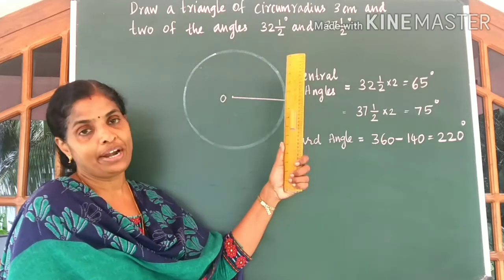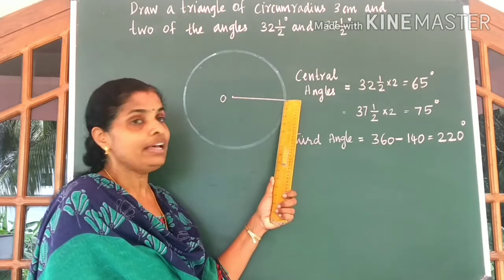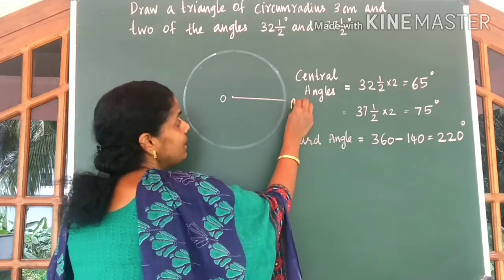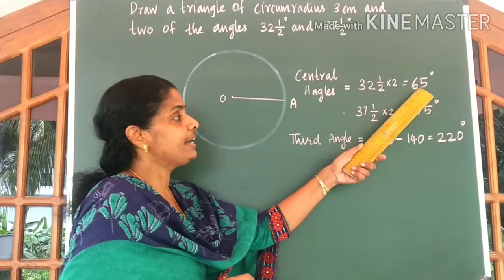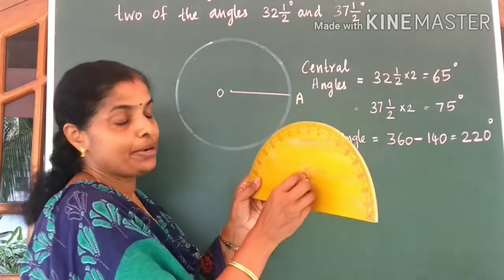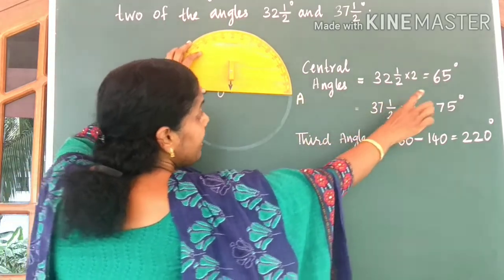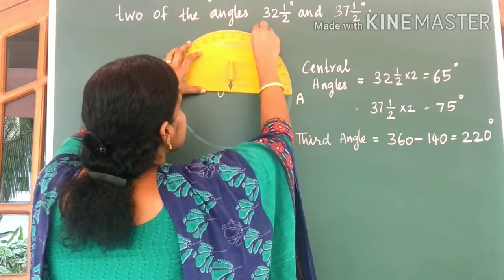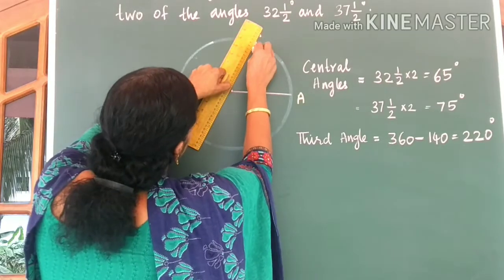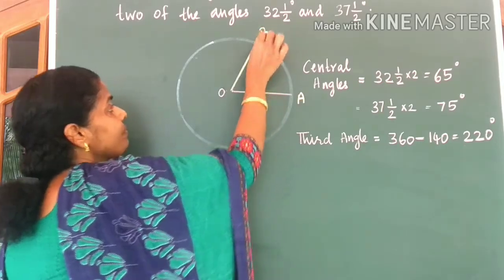First of all, I have drawn a circle, marked its center as O, and I have drawn a radius. Let me name this point as A. Now, we are going to measure 65 degree at the center. So, use your protractor. Keep your protractor at the point O and measure 65 degree. So, 65 degree is here. Mark 65 degree. Let us name this point as B.